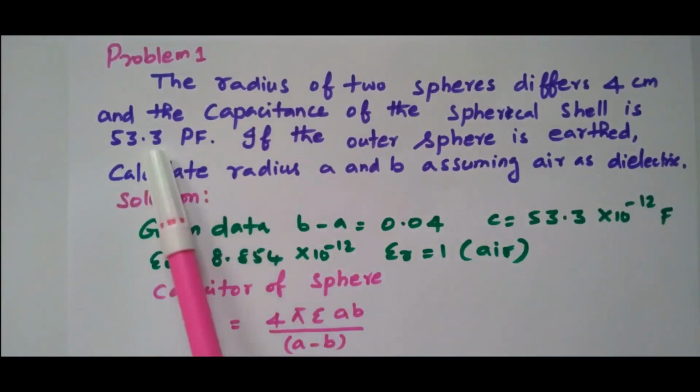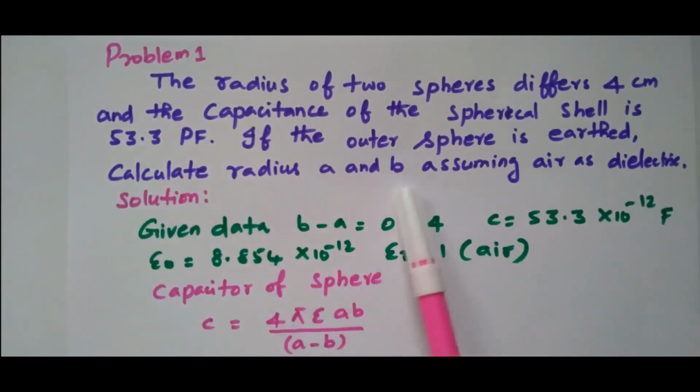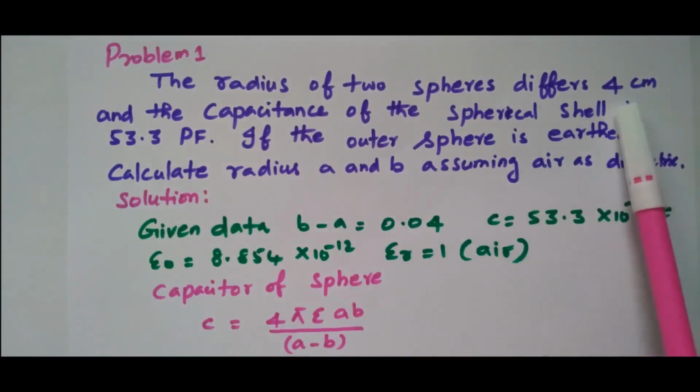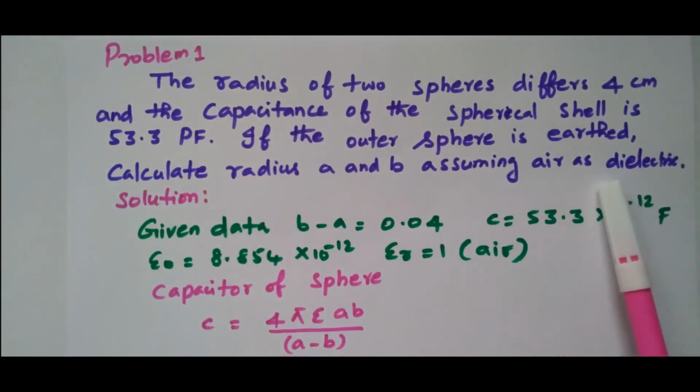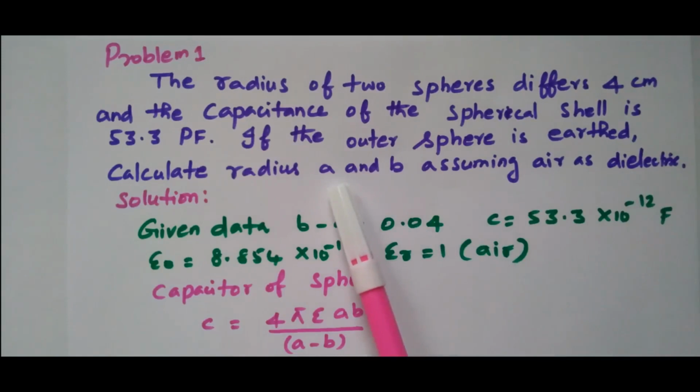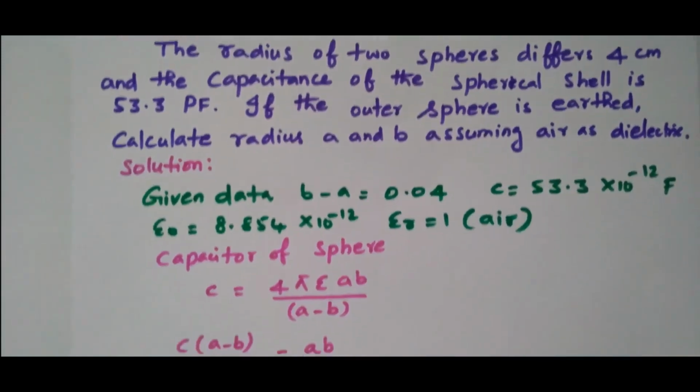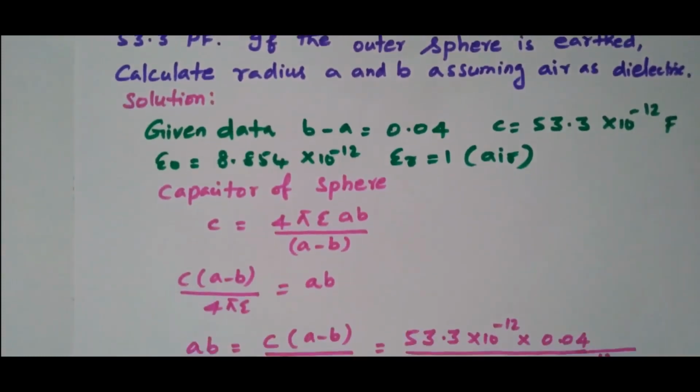So the capacitance value is given. The A and B values are not given, but the difference between A and B is given as 4 centimeter. Now we need to assume an air dielectric. So with this given data, we need to find the inner radius and outer radius, A and B. So first we will see the given data.